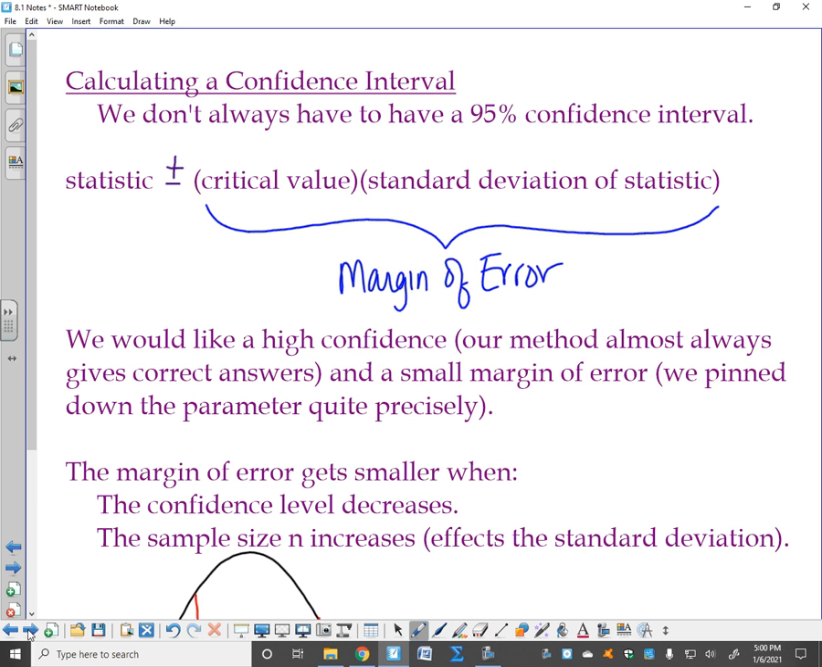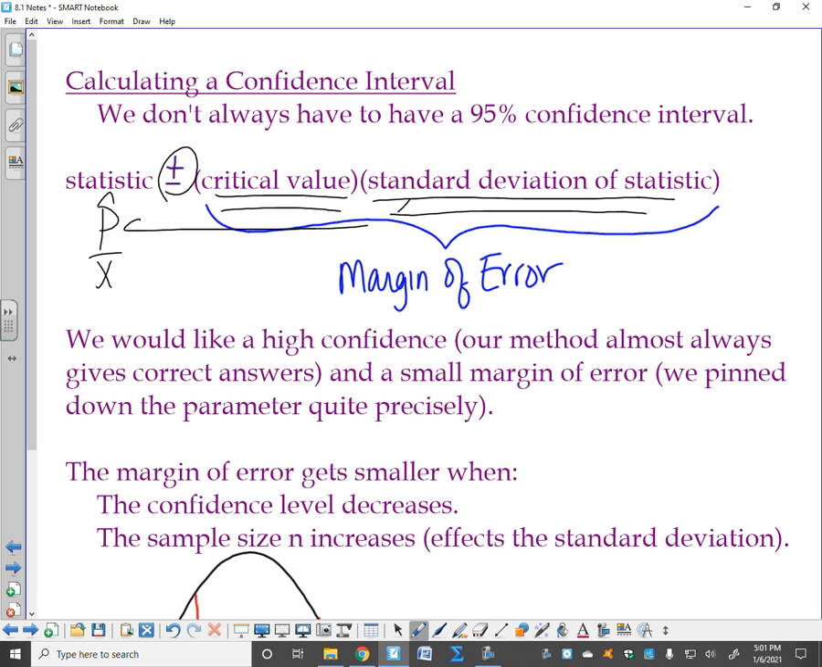All right, calculating a confidence interval. You don't always have to do a 95% confidence interval. We just did because it's 2 standard deviations. It's just a nice round number. But here's how you're going to do it in 8.2 and 8.3. You're going to take your statistic, which is either p hat or x bar, and you're going to plus or minus, so one way and then the other way, a critical value, you don't need to know what that is yet, times the standard deviation of your statistic, which you know how to find for p hat and for x bar: the square root of pq over n, and sigma over the square root of n. That critical value times the standard deviation is your margin of error.